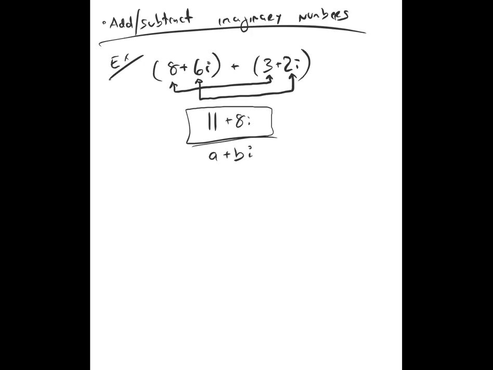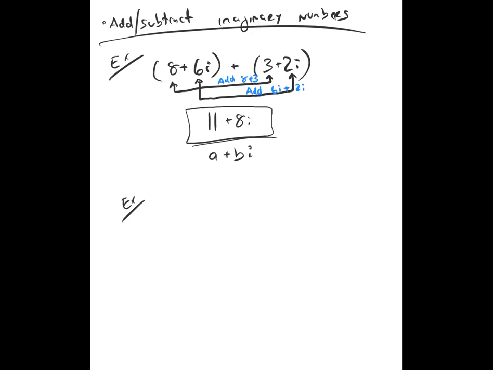Once again, all we really did was just add: 8 plus 3, 6i plus 2i. A nice example there. Any questions here? No. All right. Taking a look at our next one here.